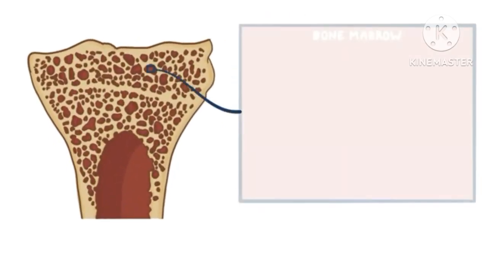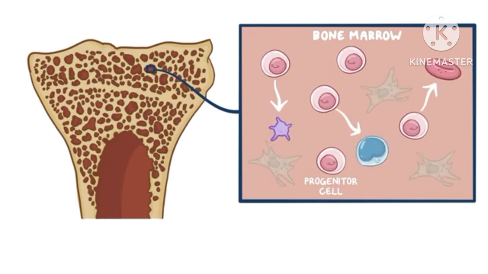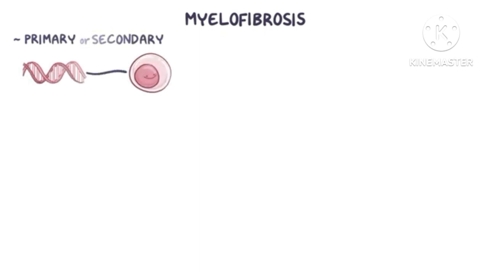Now, many cells in the bone marrow are hematopoietic progenitors, which are precursors to the different types of blood cells. In addition to these cells, there are fibroblasts, which are connective tissue cells. Now, myelofibrosis can be primary or secondary. Primary myelofibrosis is caused by a gene mutation within hematopoietic cells, which activates a signaling pathway called the JAK-STAT pathway.